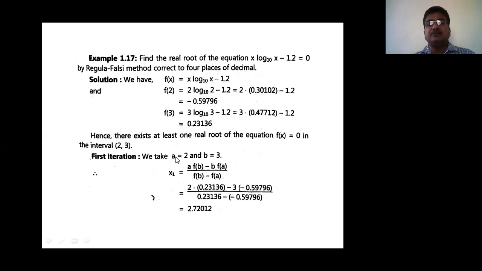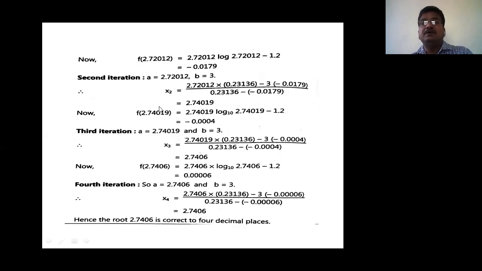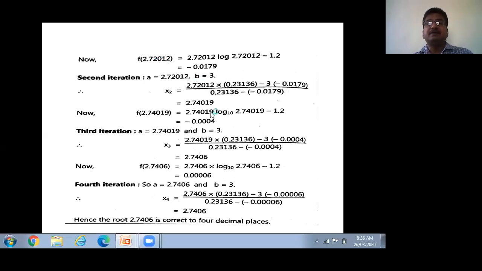Okay, and then take A as 2 and B as 3. And then x1 is A f of B minus B f of A divided by f of B minus f of A. Same formula, and by substituting the values we get this. Then find the value of the function at 2.72012. The value is negative. So at A, at this point the value is negative, and at B, that is at 3, the value is positive, and therefore the root lies between 2.7201 and 3. And therefore x2 is again A f of B minus B f of A divided by f of B minus f of A.